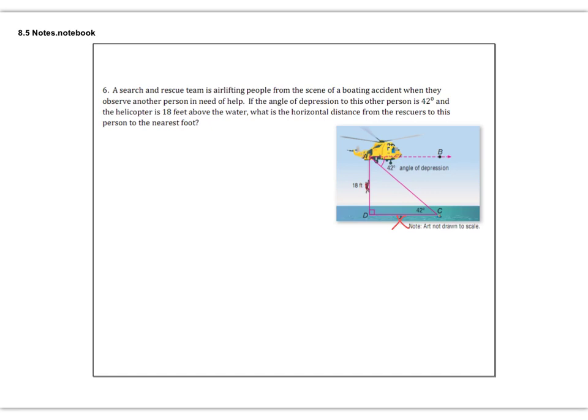You can see the angle of depression was 42, but they used alternate interior angles. And so again, we're going to take a look here. We're going to see if our angle is 42 degrees right here. 18 is opposite, and X is adjacent. Once again, we're going to use opposite and adjacent. Go with TOA, which is tangent. Tangent of 42 degrees is opposite over adjacent. Multiply by X.